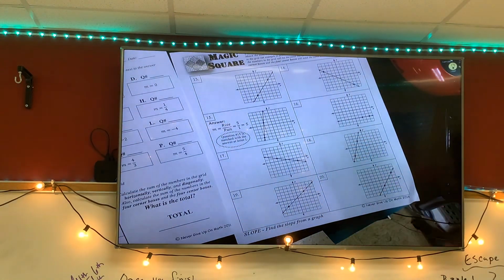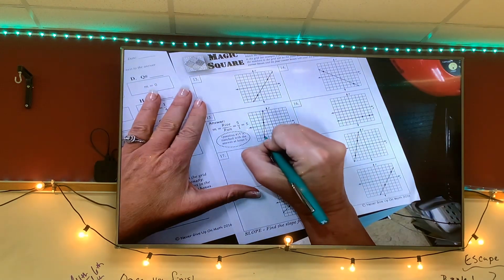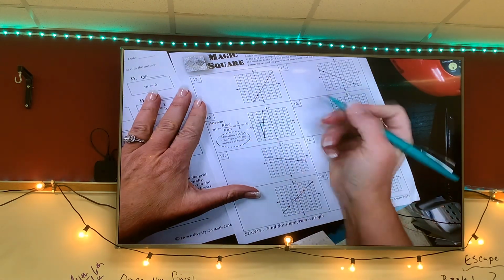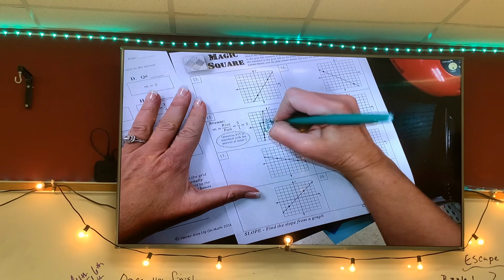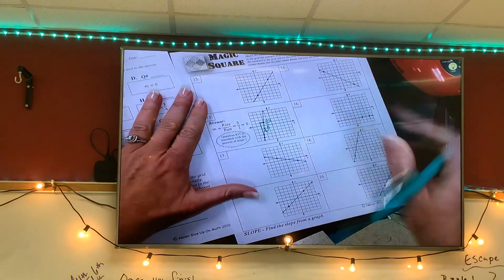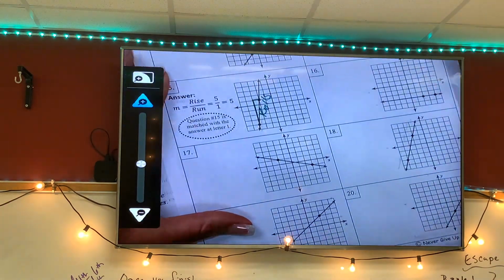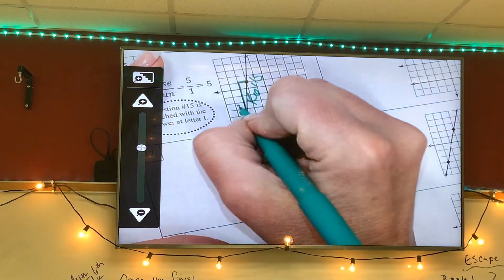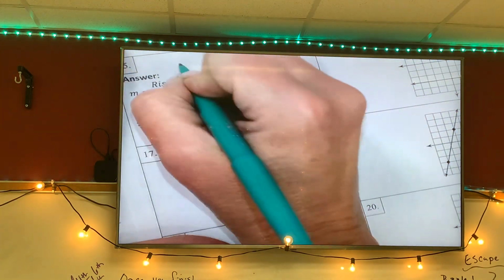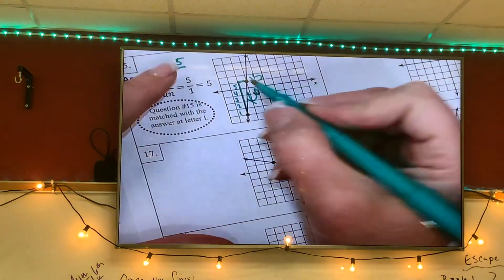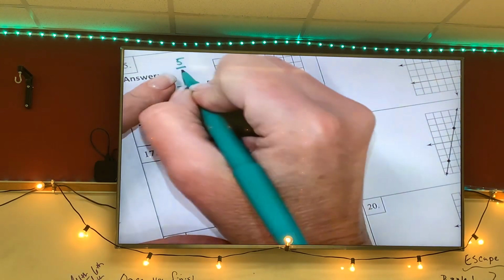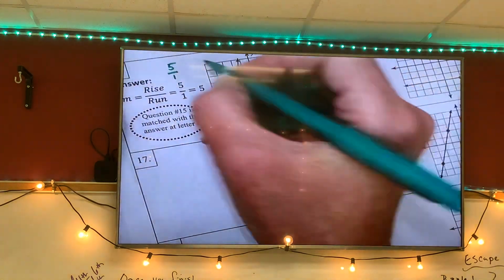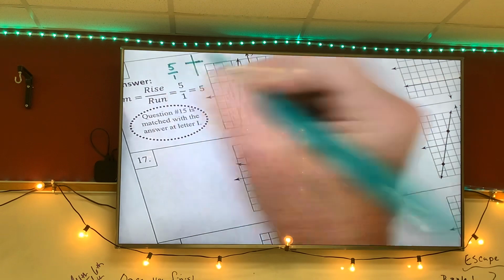So if I am looking at number 15, it's already worked for me, but we're going to check their work. I'm going to rise and I'm going to run. I see it as positive because my line is going up. I am then going to do 1, 2, 3, 4, 5. I see my rise as 5 and I see my run as 1. I could totally put that as an ordered pair.